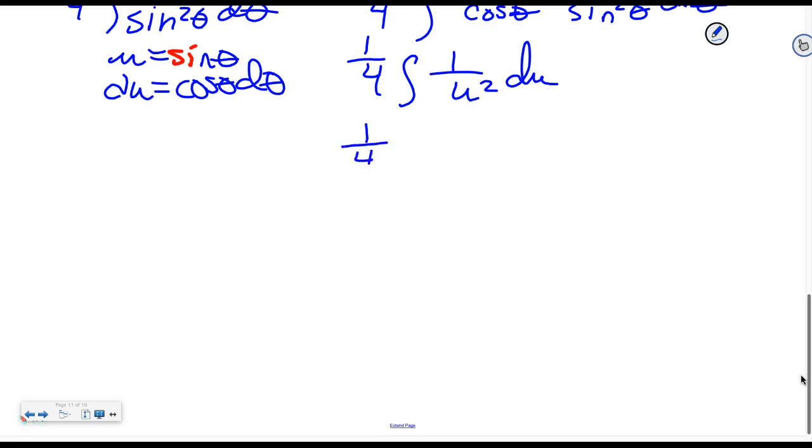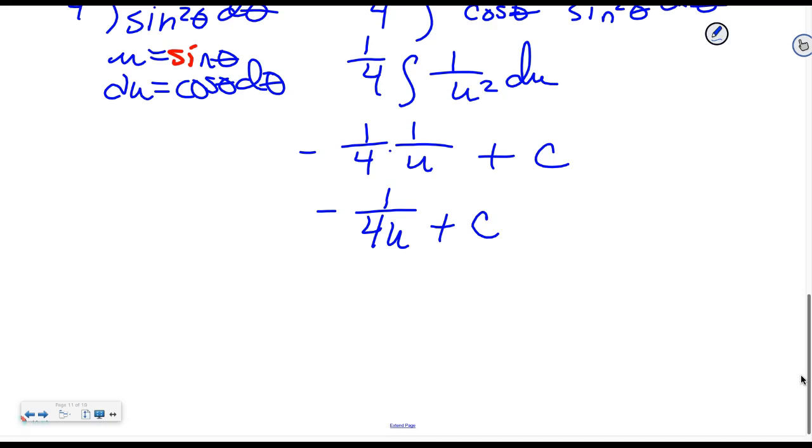So I have u to the negative second, right? I'll add 1, divide by that. Let's just go negative 1 over u. I'm good. Plus C. There is my answer. True or false? I am done. No. I actually have a double-decker back substitution to do.